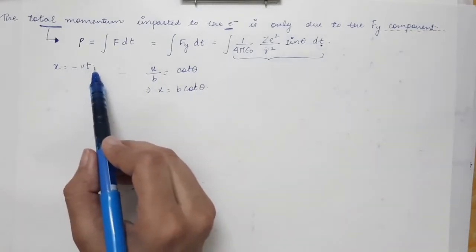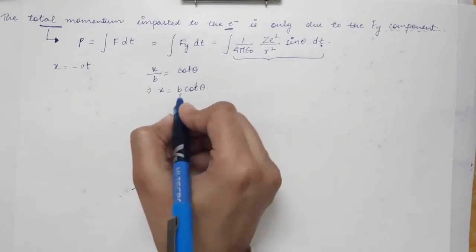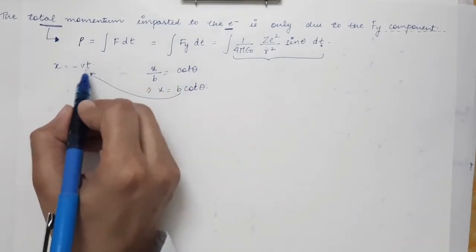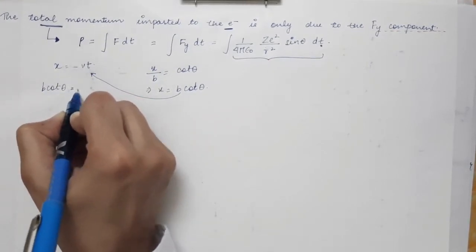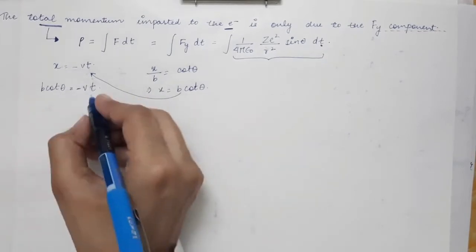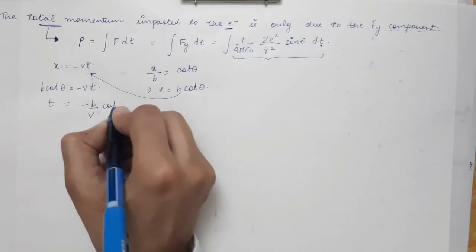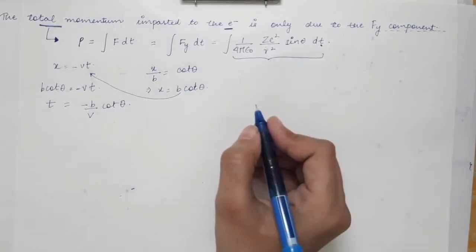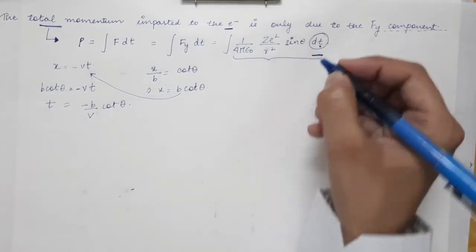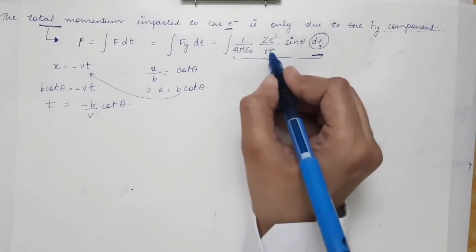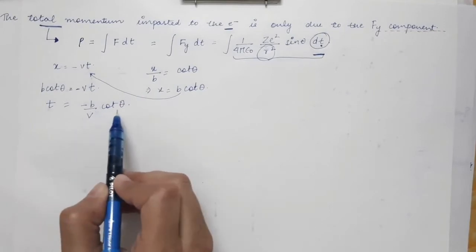So x is equal to minus vt. Now x is also equal to b cot theta. Now over here we will put the expression of x. So b cot theta is equal to minus v into t. So over here you will get t is equal to minus b by v into cot of theta. So in this integral we want to find dt in terms of theta. We want to find r in terms of theta. So time is equal to minus b by v into cot of theta.